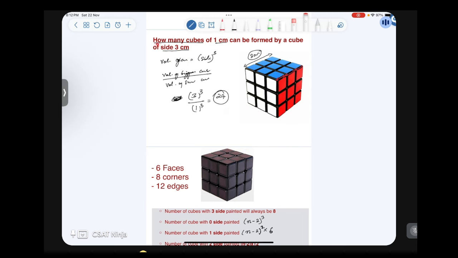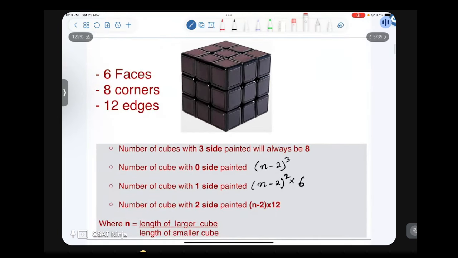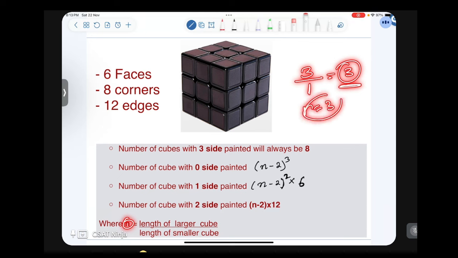That means the side of the larger cube divided by the side of the smaller cube. Remember earlier, when we were finding the number of cubes, we divided the volume of the bigger cube by the volume of the smaller cube. Don't get confused, okay? When we talk about number of cubes, we use the volume. But for this formula, when we need to find the number of sides bended, we will use n. That means the side only. The side is 3 centimeters and the smaller side is 1, so n here is nothing but 3.